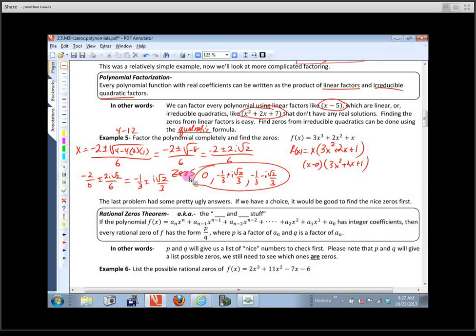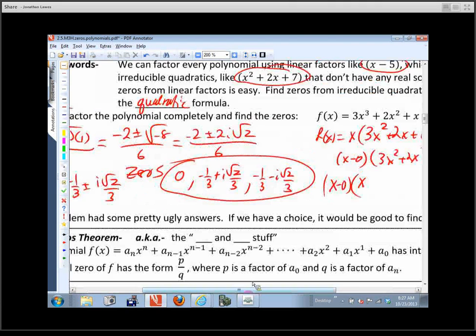Now, it said factor this. Writing the factorization when you've got complex zeros is a little bit tricky. So I'm going to write down that x minus 0. Again, that's a little bit overkill, but it illustrates the point of how we factor this. Then remember, every one of these is x minus whatever the zero is. So if I write x minus, let's write down that first zero.